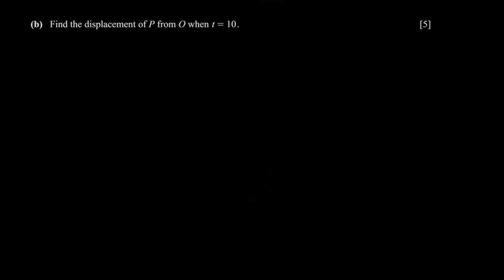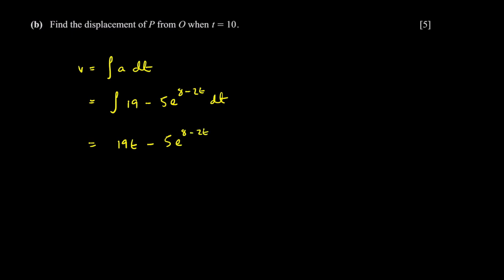So we are saying that velocity will be equal to the integral of the acceleration with respect to time, and that acceleration is equal to 19 minus 5 e to the power of 8 minus 2t dt. Let me just double check that again. Yeah, that's right. So I've got to integrate that. If I integrate 19, I get 19t. If I integrate the exponential, I get the exponential, so e to the 8 minus 2t. I've got to divide through by the coefficient of the t, which is negative 2, and I've got to add a constant.